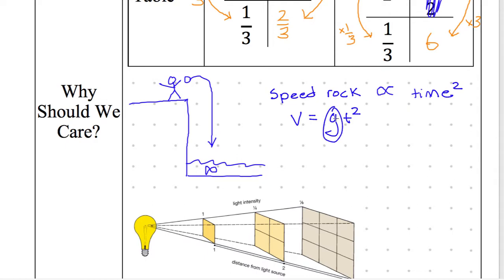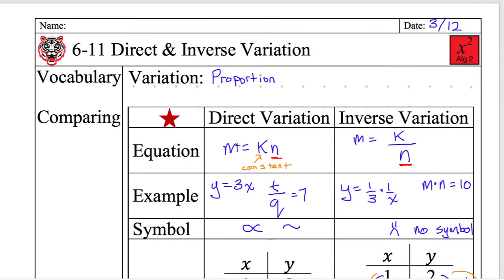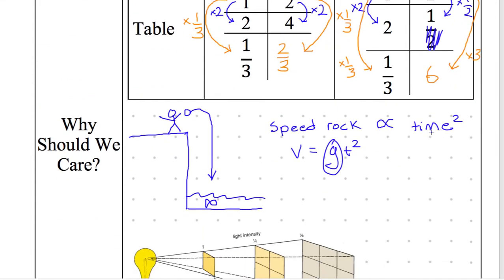This is a constant, and look at this. It's directly related. It follows this form where you have a variable equal to some constant times another variable. In this case, it happened to be the variable squared. This is directly proportional to the square.